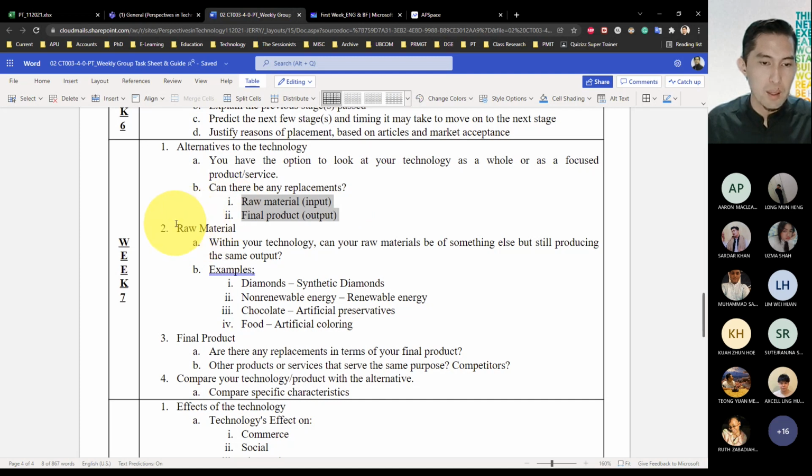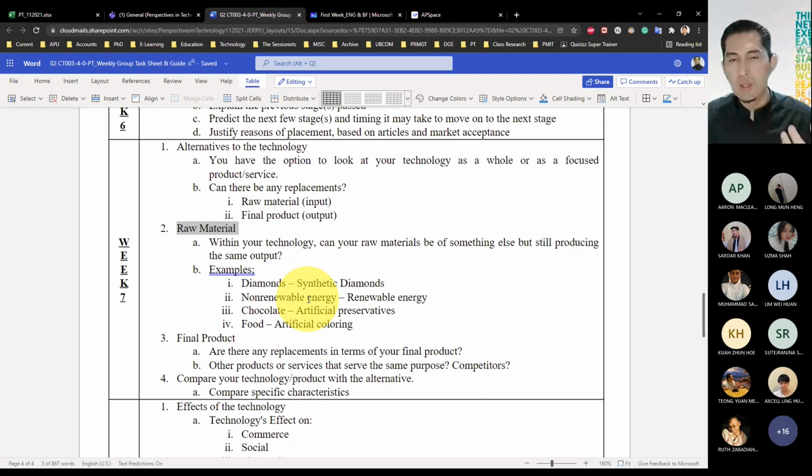Raw material, for example, is a simple one. Let's take your mobile phones. The raw materials that make up your mobile phones can be many. If your selected technology is, let's say, an iPhone, it is mostly made out of metal and aluminium, right? Can you find a different raw material to make an iPhone as an alternative to your technology? When you search online, you'll realize that you can find an alternative. Not all phones use metal and aluminium, right? So raw material is looking at the input, changing it from the raw material side.